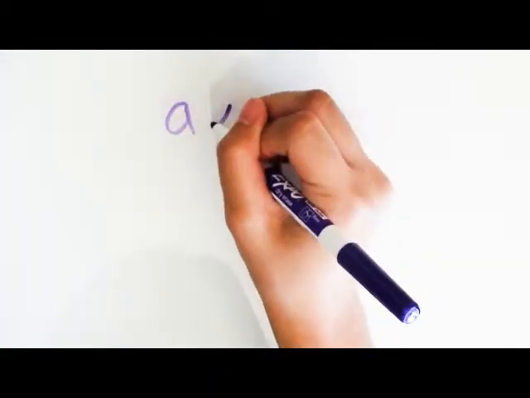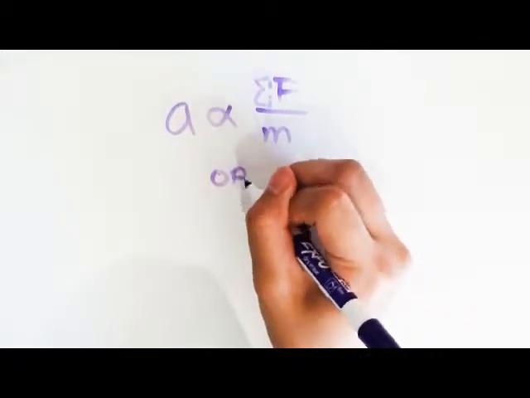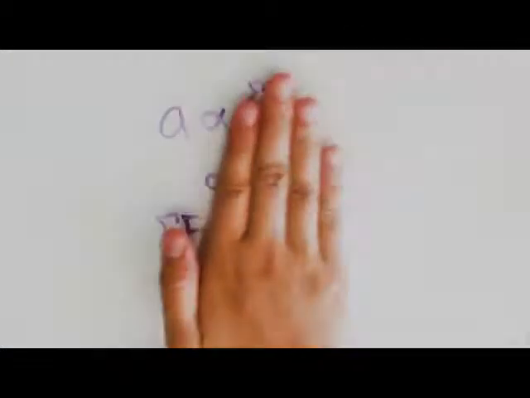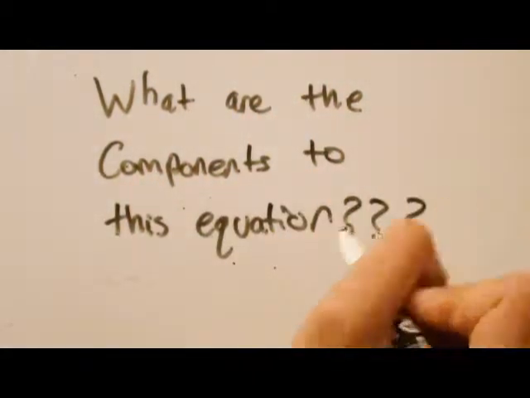The equation for this is that the acceleration is proportional to the net force over the mass, or the net force equals the mass times the acceleration. What are the components to this equation?